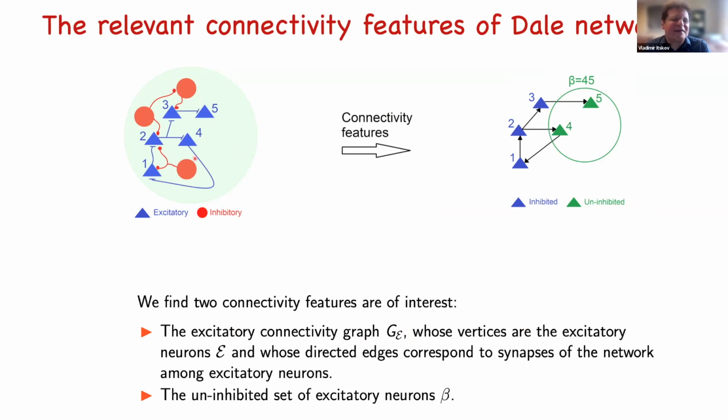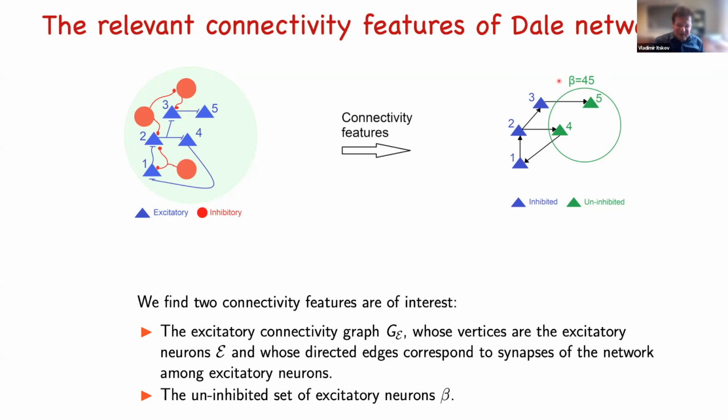And there is another feature of this connectivity that we need. We call it beta. This is the set of excitatory neurons that do not receive recurrent inhibition. So presumably not every excitatory neuron in the network has to receive recurrent inhibition. In this picture, these are neurons 4 and 5, right? They don't receive recurrent inhibition. So there is this very special set of excitatory neurons that doesn't receive inhibition.